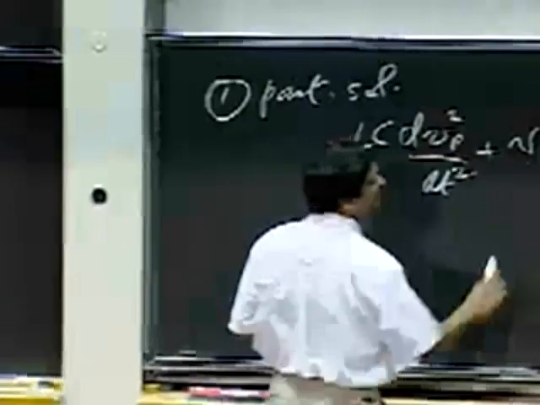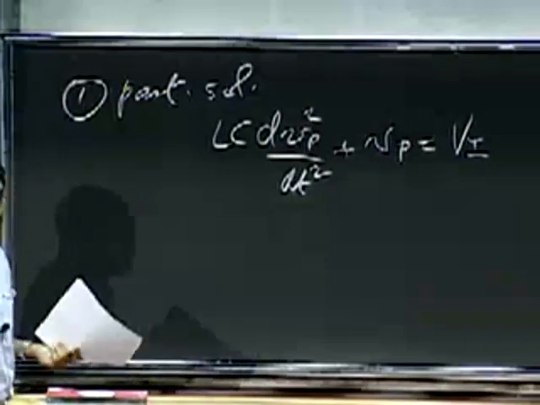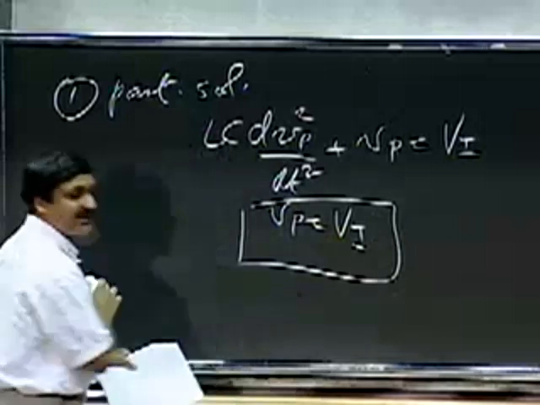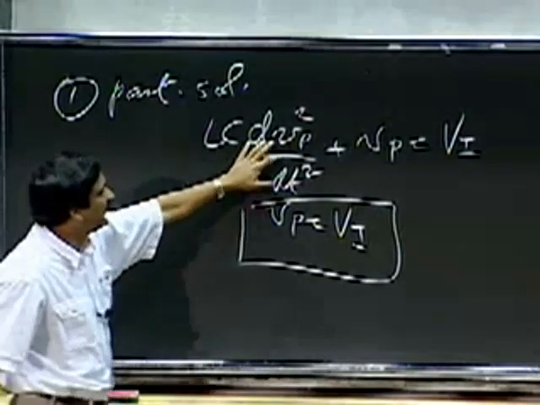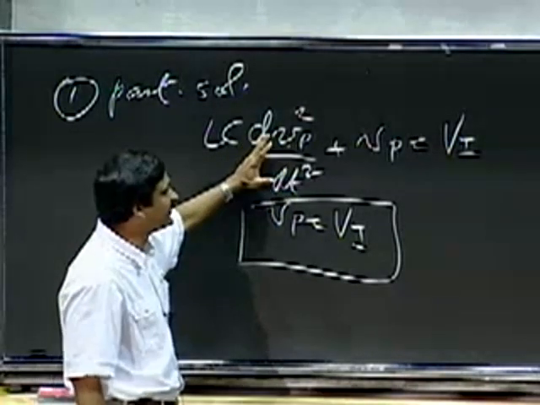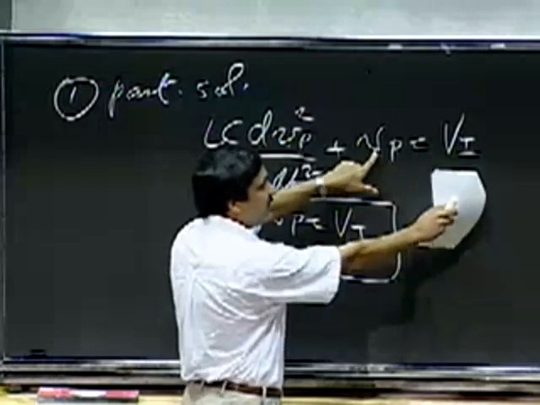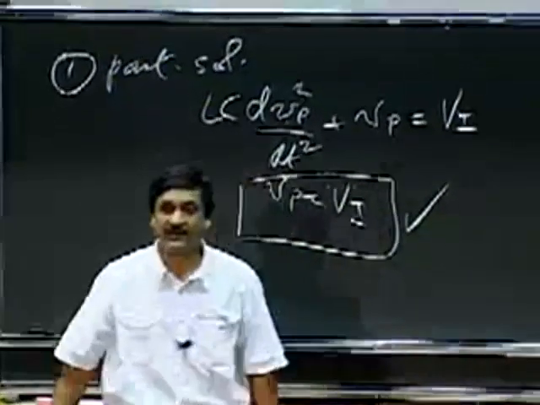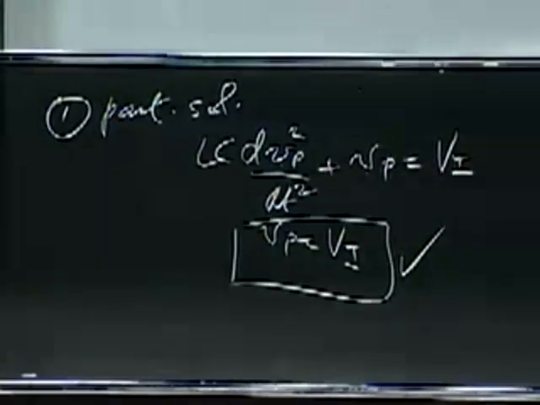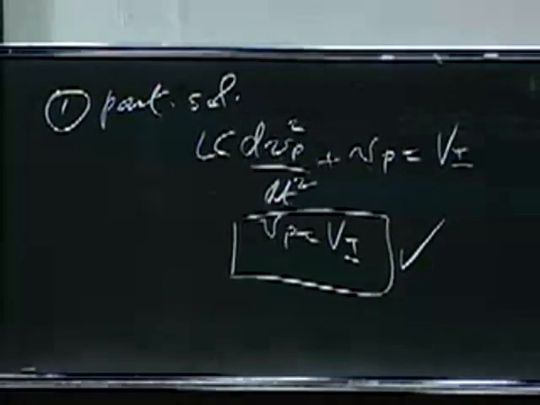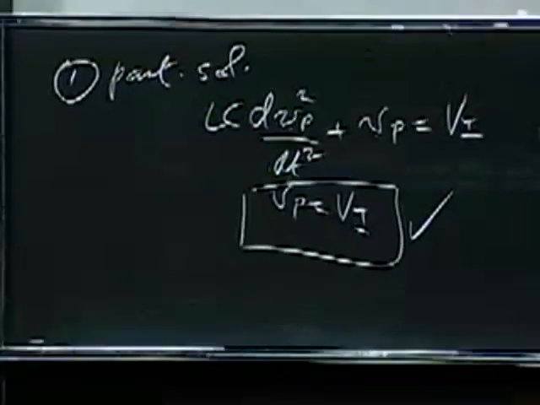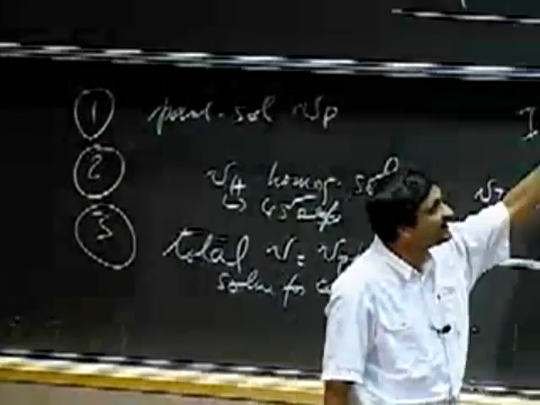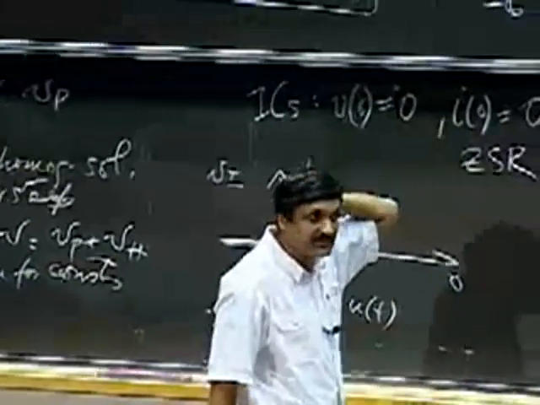So here, if I substitute Vp equals Vi, that is a particular solution, because if I substitute Vi here, this goes to 0, and then I get Vi equals Vi, so this works. I promised you this was going to be simple. Can't get any simpler than that. So I've done my first step. I found the particular solution, and Vi is a good enough particular solution, so I'll use it.